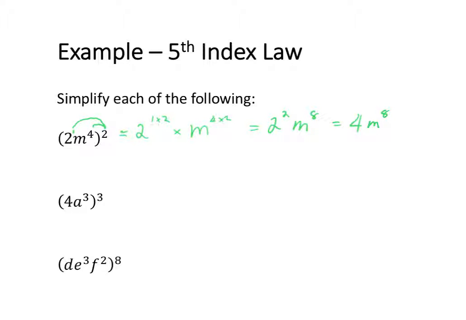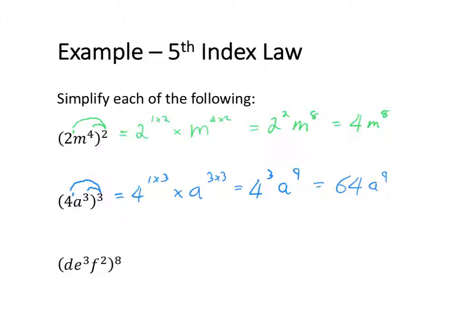Having a look at the second example, we've got 4a cubed inside the bracket to the power of 3. Again, applying the fifth index law, multiplying 3 times the powers inside, and remembering that's 4 to the power of 1, it's going to equal 4 to the power of 1 times 3 times a to the power of 3 times 3. So that equals 4 to the power of 3, a to the power of 9, and that's going to equal 64a to the power of 9.